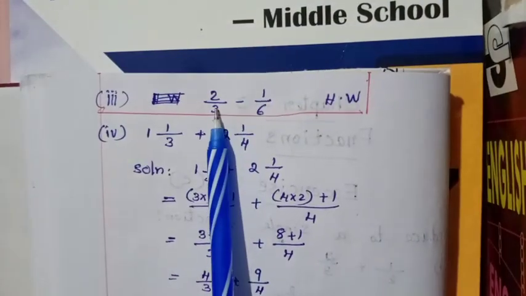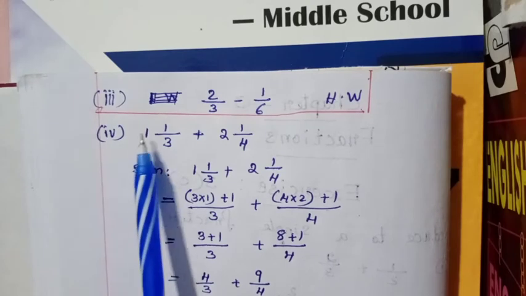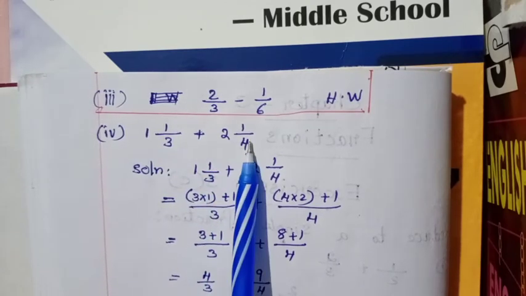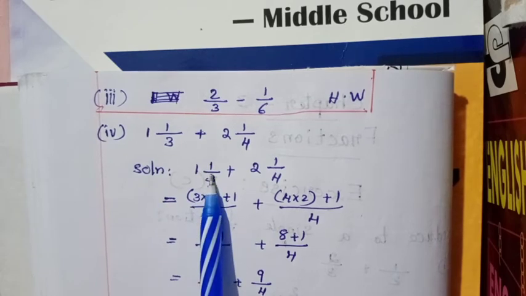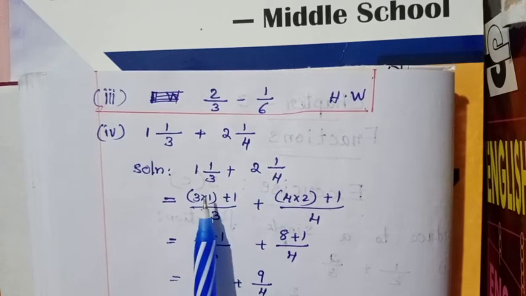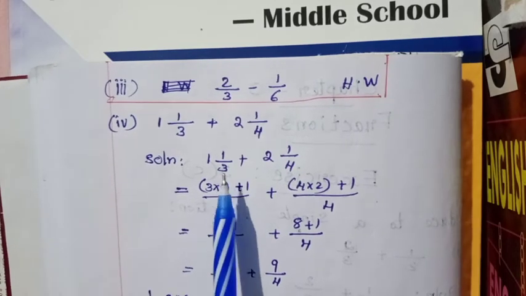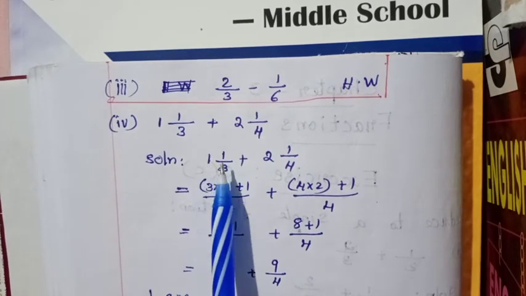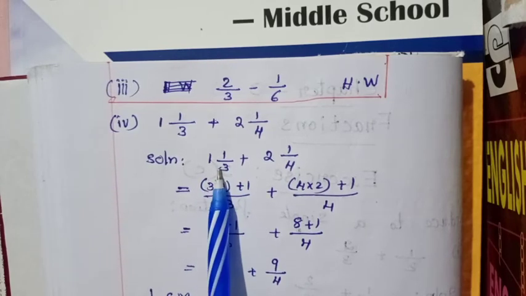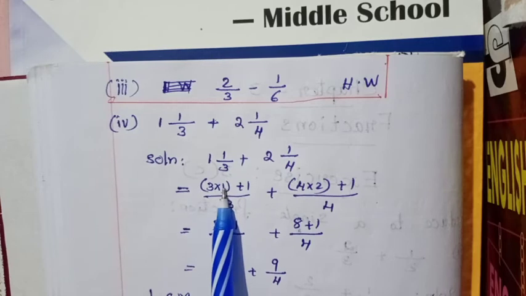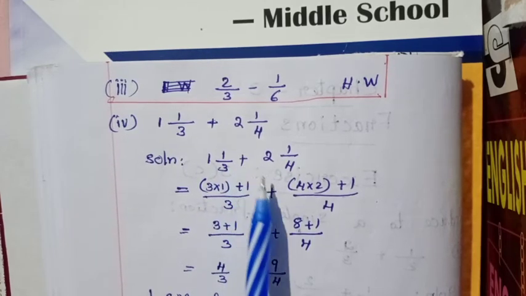Question number 3. Do homework. Then 4. 1 by 3 plus 2 and 1 by 4. Solution. First we have to convert these mixed fractions into improper fractions. How to convert mixed fractions into improper fractions? First number is 1 by 3. So 3 into 1 plus 1. So 3 into 1 in bracket, plus numerator 1, and this plus sign.